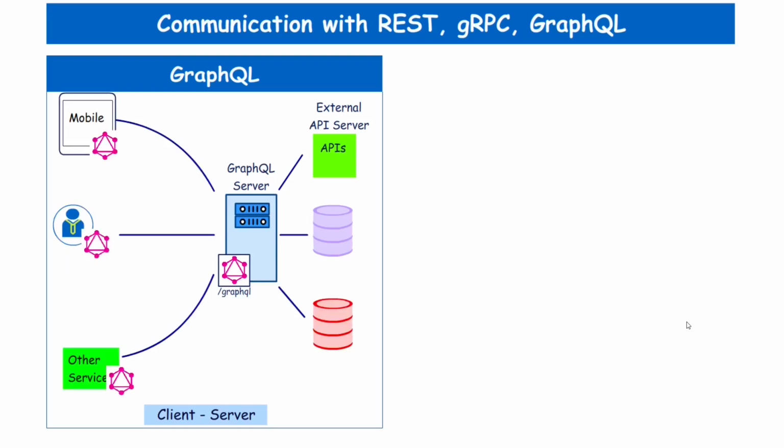These are different clients that are connected with the GraphQL server, because all of these clients can have different requirements. For example, the web client may need more data than the mobile client. So each individual client can query the GraphQL server as per their specific needs.